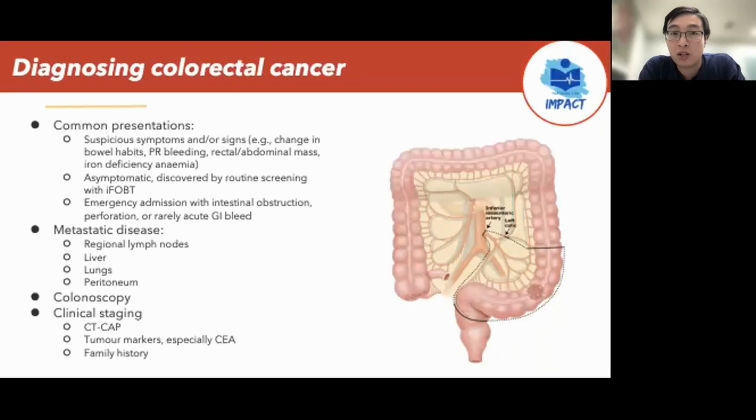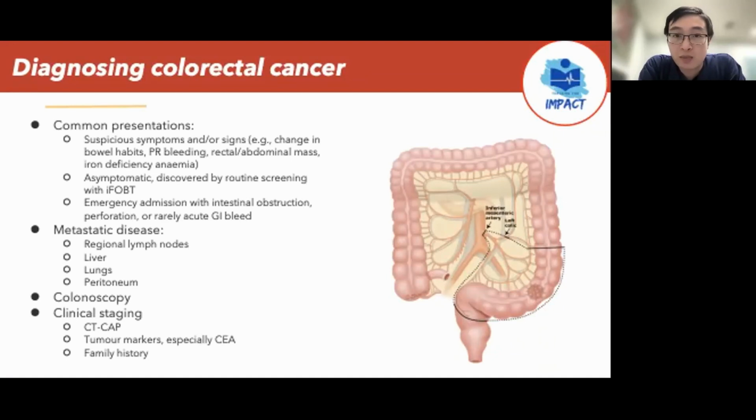being teed up for an outpatient colonoscopy on the back of a positive IFOBT test, which they did as part of the National Colorectal Cancer Screening Program. So that is a large proportion of cases of colorectal cancer diagnosed. They present asymptomatically. And then in a very small proportion of patients, they present with an emergency: intestinal obstruction, perforation, rarely an acute GI bleed that doesn't self-resolve.